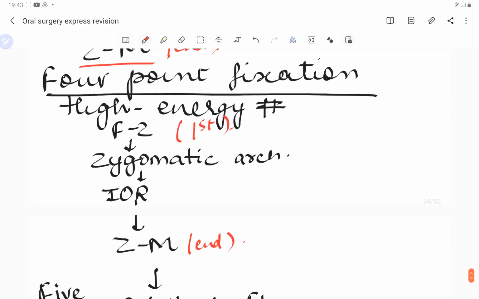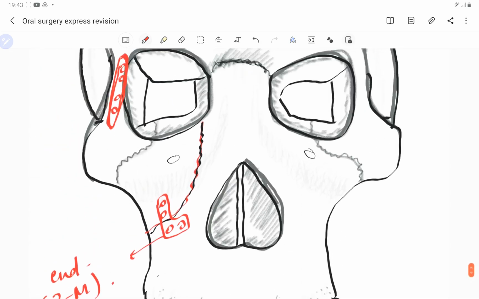Quite easy, guys, right? And then second one is our infraorbital. So if 3 plates are there, then the second last becomes the infraorbital margin, so this one over here.